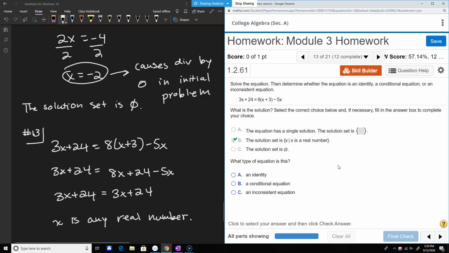So this is known as an identity. A conditional equation is just when you get a regular solution, and an inconsistent equation is one that has no solutions.